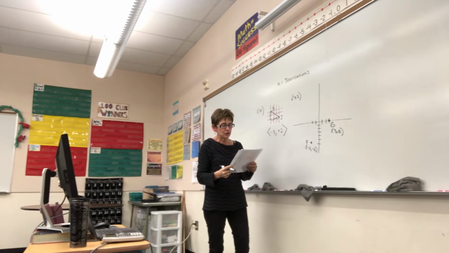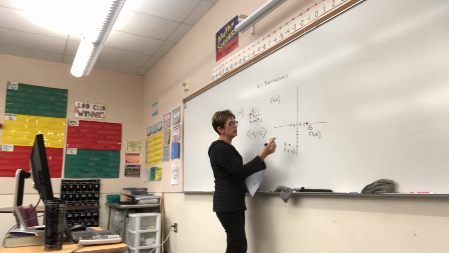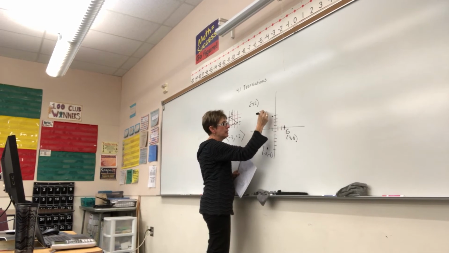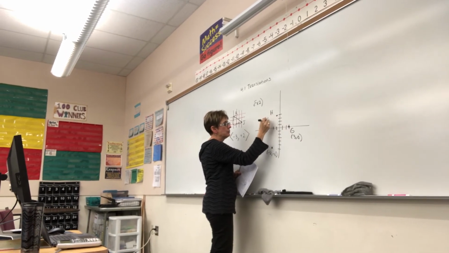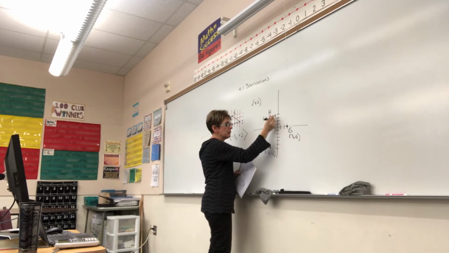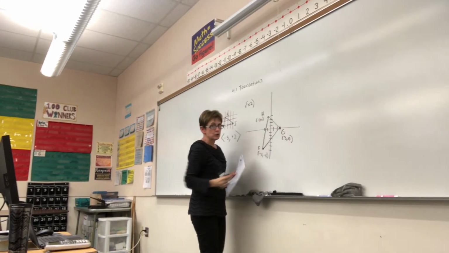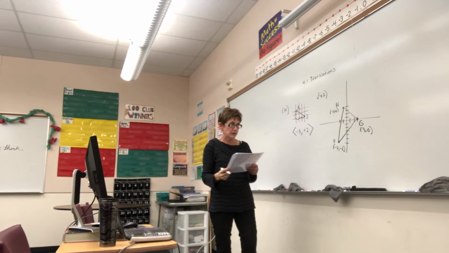And then H is at (1, -4). So I'm going to go to the left 1 and down 4 and put a capital H. Then I'm just going to connect these 3 points. So we have now graphed a triangle with the appropriate coordinates.